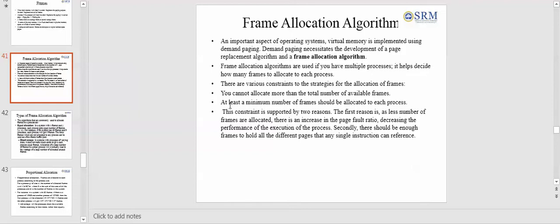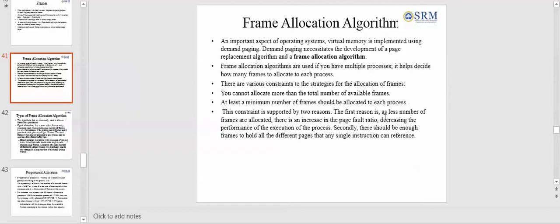Next, at least a minimum number of frames should be allocated to each process to initiate its execution. Why should a minimum number of frames be allocated to each process? Only if you allocate a minimum number to each process will the pages be brought into memory and swapped in or swapped out based on various criteria, like priority, first come first serve, or future reference strings. All these you can do. That is why the second point is considered. This constraint is supported by two reasons.